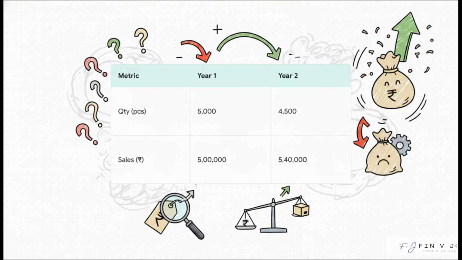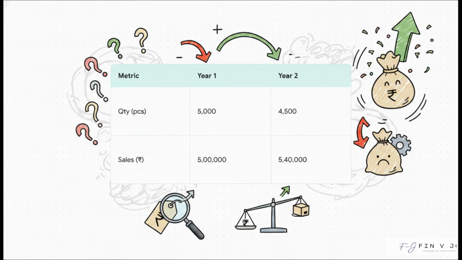And this leads us to an amazing plot twist. Just look at this company's performance across 2 years. In year 1, they pulled in 500,000 rupees in sales. In year 2, they hit 540,000 rupees. If you're only looking at the monetary figures, you're popping champagne, right? You're celebrating an 8% sales growth.